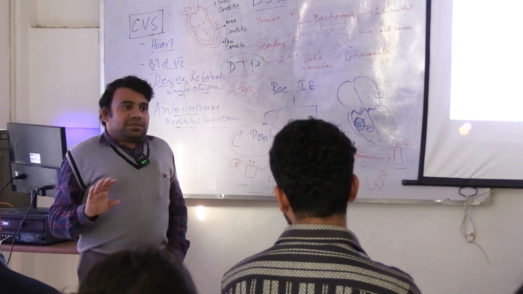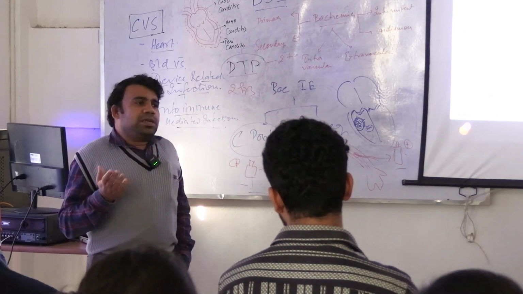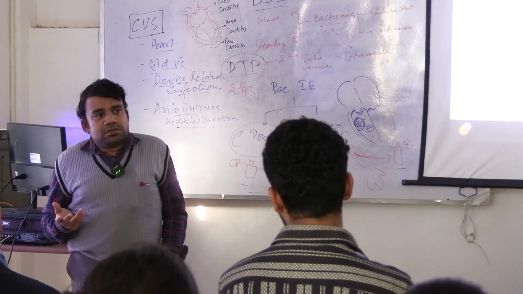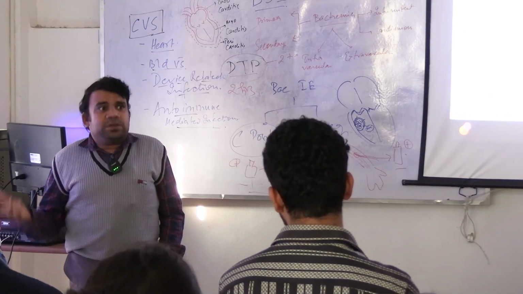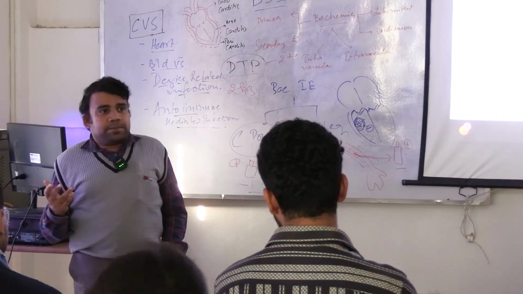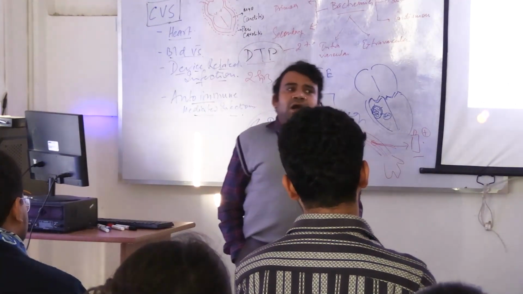Next is ল্যাকটেট, সিরাম ল্যাকটেট। সিরাম ল্যাকটেট বাড়ছে more than 2 millimole per liter. Why does serum lactate increase? Because of anaerobic respiration going on in the tissues. Okay. And last is fever of unknown origin.